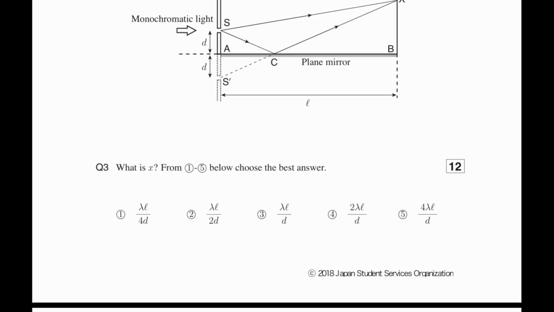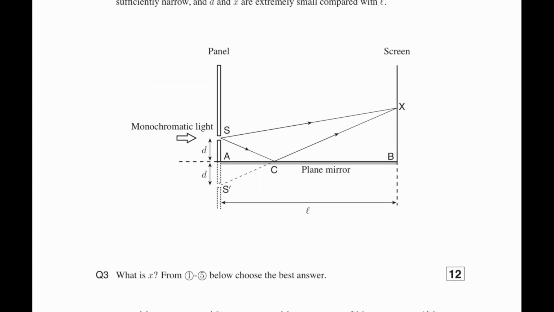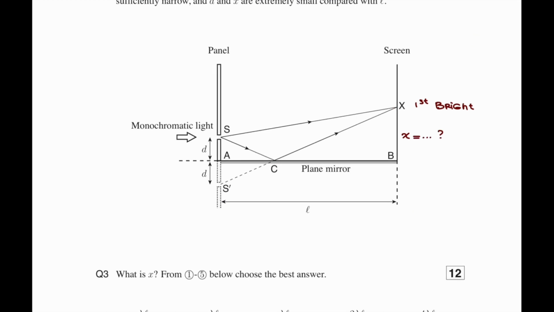The question is, what is X? We want to find X. Basically, X is the distance between B and the bright band. So if I assume point X here is the bright band, the first bright, I need to find this X. What is X? Okay, so we want to find the fringe separation, or X.